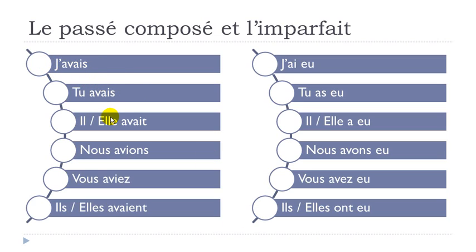J'avais, final S not pronounced. Tu avais, same thing. Il avait, final T not pronounced. Elle avait. Nous avions, little liaison, final S not pronounced. Vous aviez, same thing here, little liaison between the two. Ils avaient, so remember, even if we've got this A-I-E-N-T, we don't pronounce the E-N-T, so we get avait, phonetically. Ils avaient, okay, and then elles avaient.